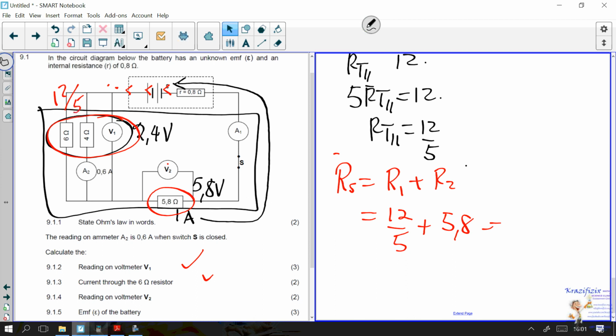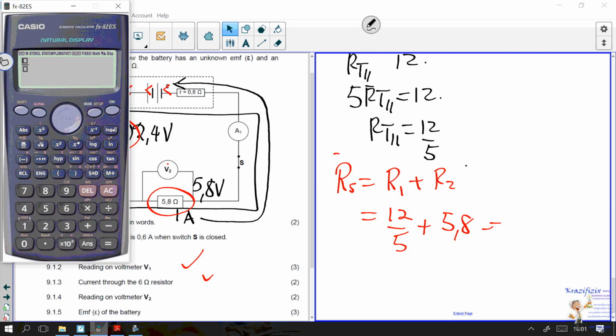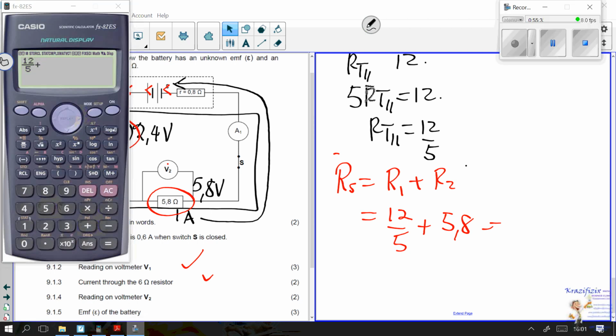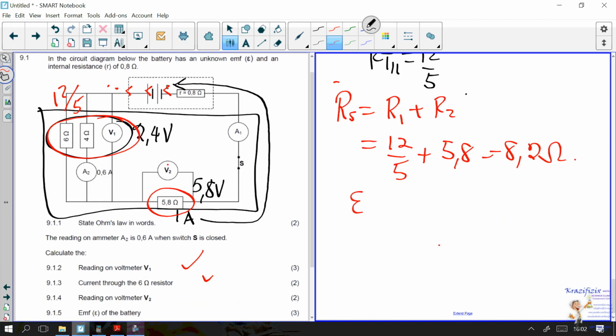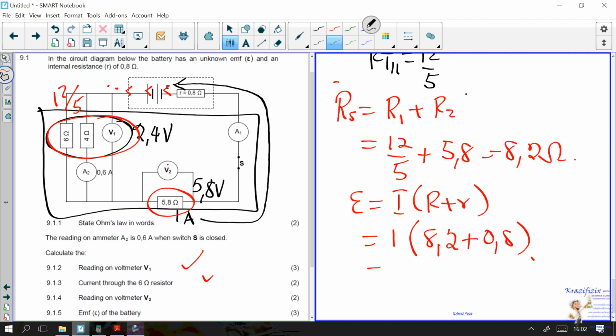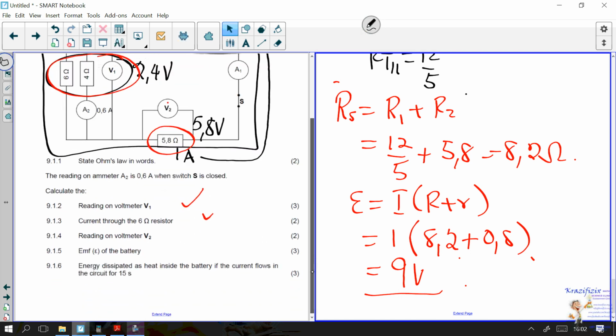What will that give us quickly? Let's check. 12 over 5 plus 5.8. That will give us 8.2 ohms. Now if I go back to my equation, I times R plus r, with 1, 8.2, and my internal resistance is 0.8, what would that give us? 8.2 plus 0.8 would give us 9 volts. We're done with that question quickly.